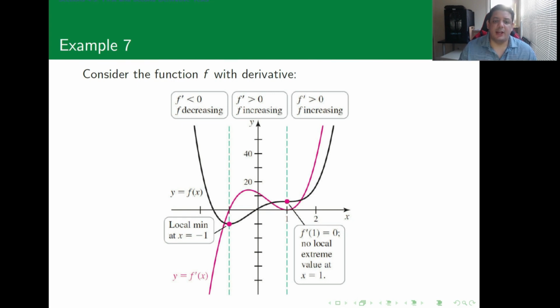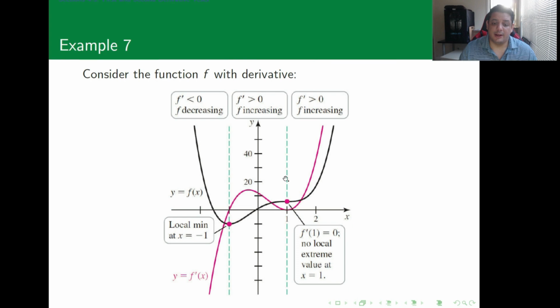Now let's check another function with its derivative. So here we're going to have the function f of x given by the black line, and the purple line is going to represent the derivative. Let's go first to the function. Notice the places where we have critical points. Those are the places where we have flat tangent lines for the function, and so you can identify that we have this at -1 and 1.